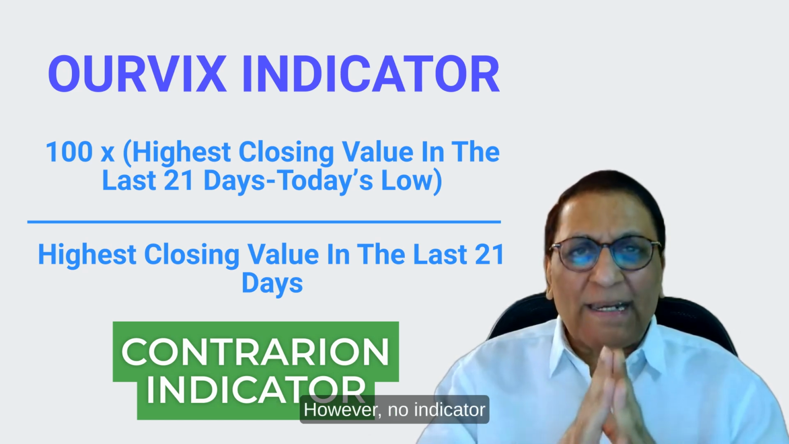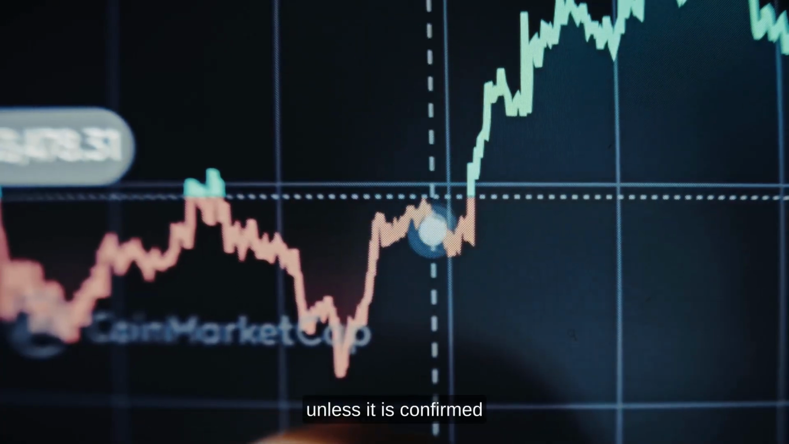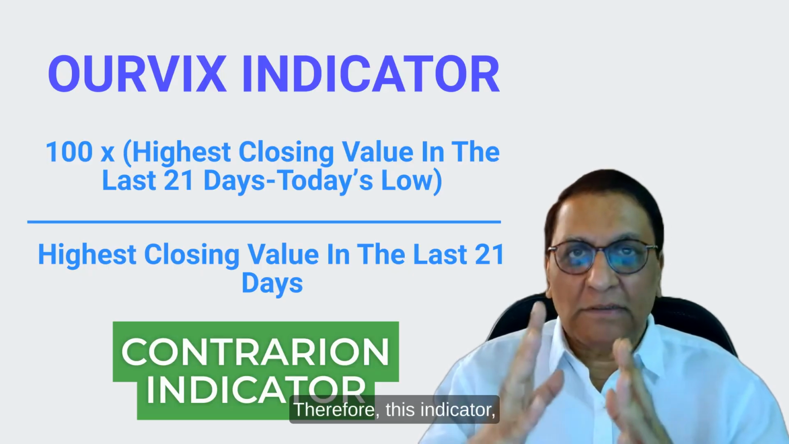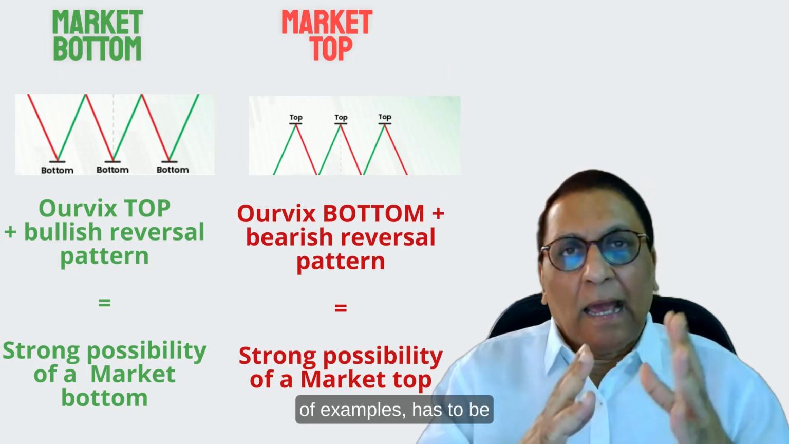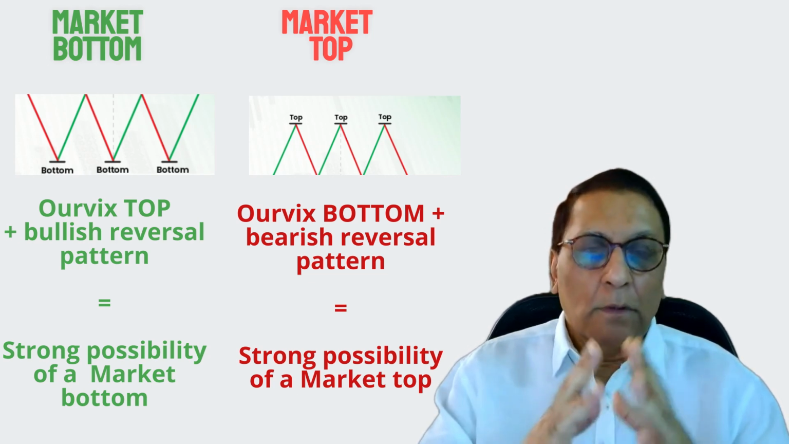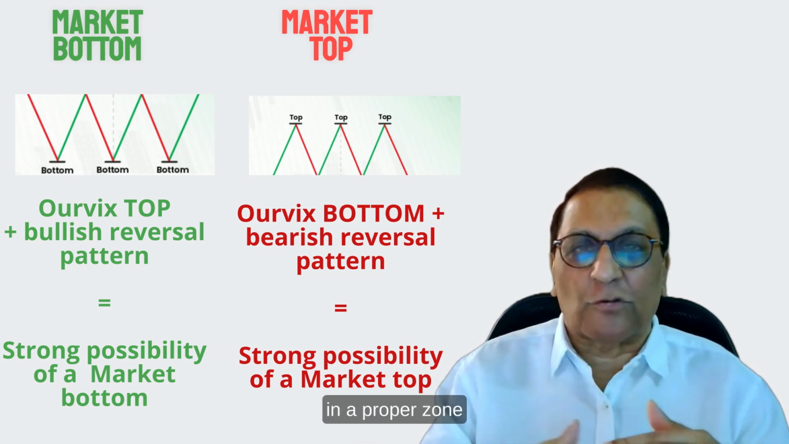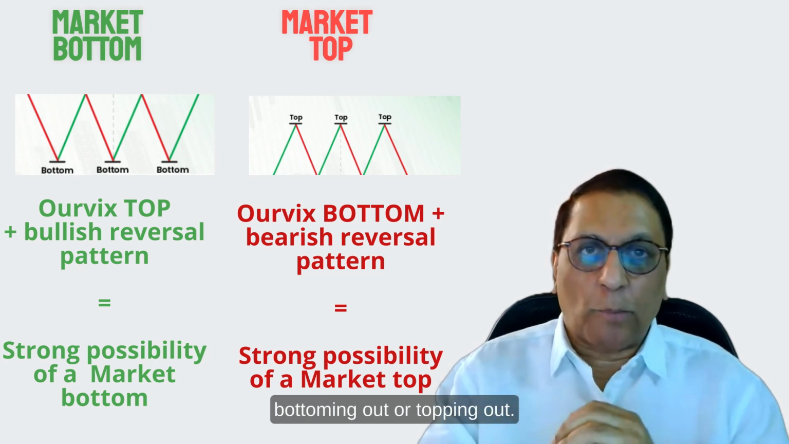However, no indicator in the world can pinpoint an exact top or bottom unless it is confirmed by relevant price action. Therefore, this indicator, which I'm going to be explaining to you today and showing you with a couple of examples, has to be confluenced with a reversal pattern. With a reversal pattern, the presence of this indicator in a proper zone will give you great confidence in terms of the market bottoming out or topping out.